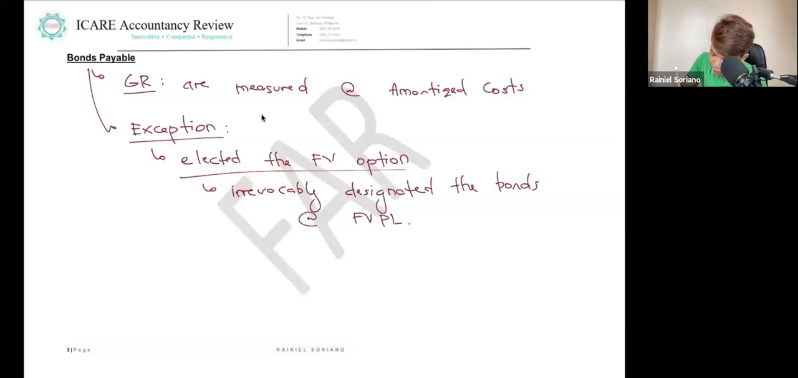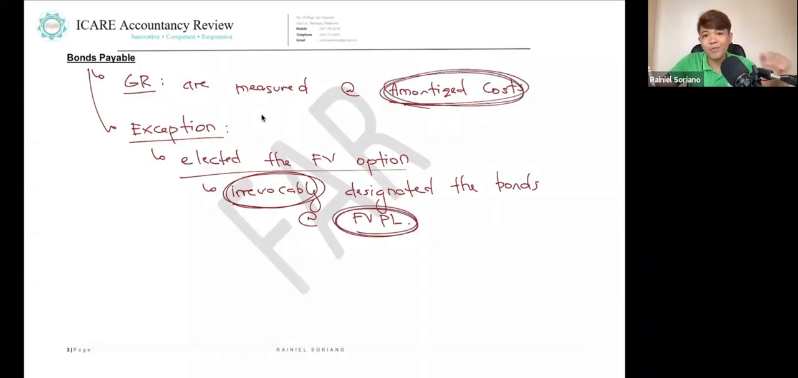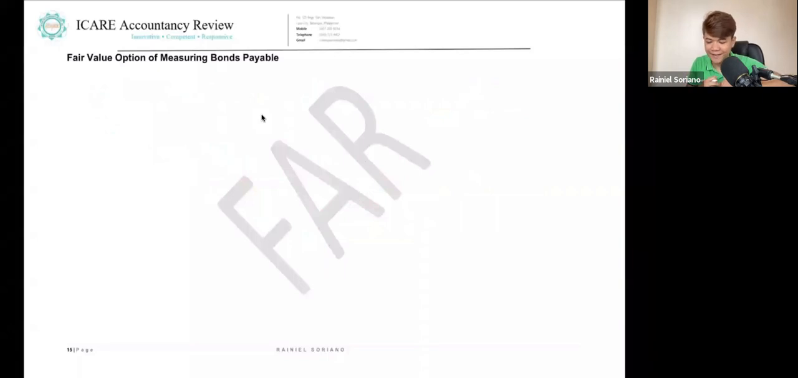Ibig sabihin ng irrevocably, hindi mo na marirevoke, wala nang atrasan. Okay? So if you designate the bonds at FVPL, forever na siyang ganun. Hindi mo na siya marireclassify pa at FAAC. Okay? So dito, dalawa lang ang ating pag-uusapan. Amortized cost at saka yung FVPL. And actually, kapareho lang neto yung kanina. Babaliktarin mo lang yung mga term. Babaliktarin mo lang yung mga ginagawa natin kanina. Alright? So para mas magets mo, punta na tayo dito agad-agad sa fair value option.